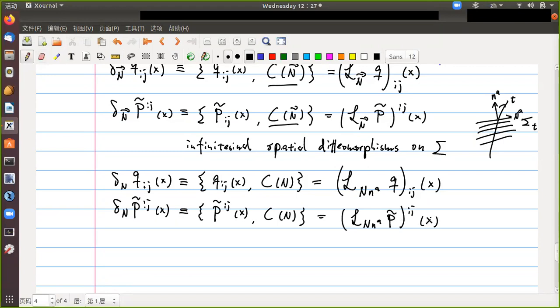But here I have to mention that these equalities use some assumptions. When deriving this, you have to use the equations of motion, namely the Hamiltonian equations.